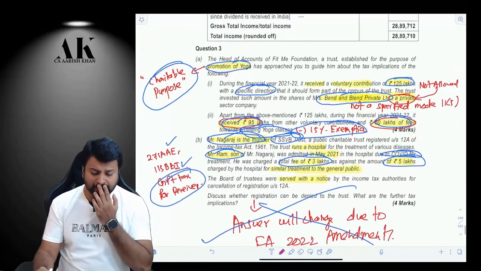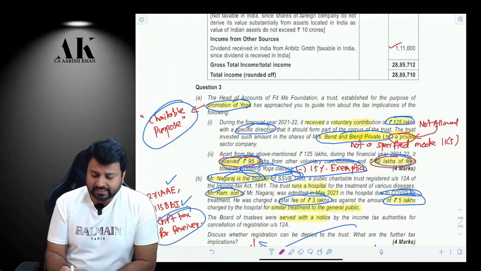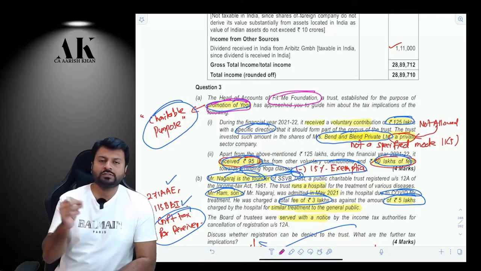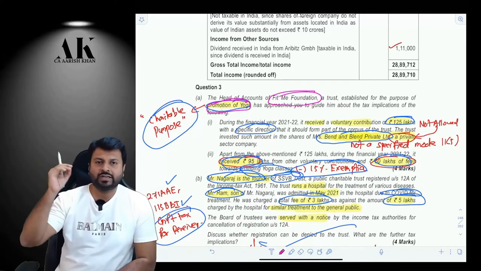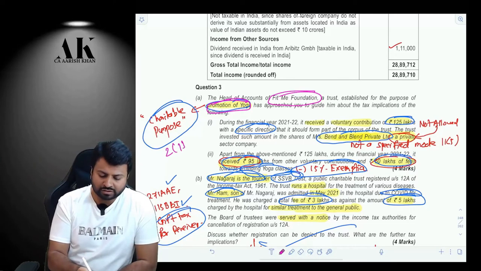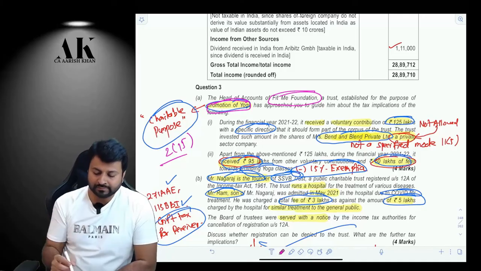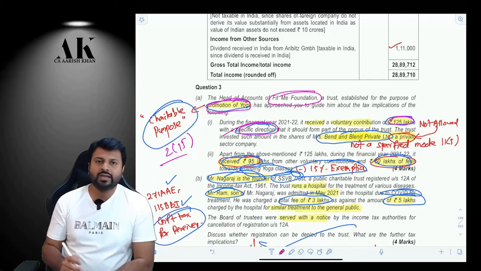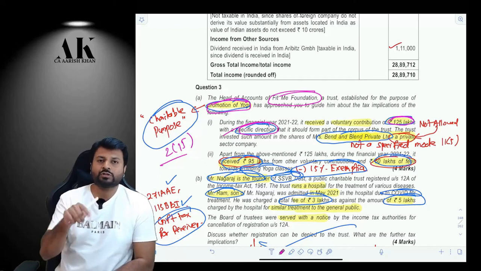The next question is on charitable purpose. The ASSI is a charitable foundation which is engaged in promotion of yoga. Now, we all know that yoga is covered in one of the charitable purpose definitions under section 2, clause 15. Okay. Now, this ASSI is doing two things. This ASSI is receiving some corpus donation of 125 lakhs. Okay. Now, corpus donation should be invested in the mode specified in 11.5.